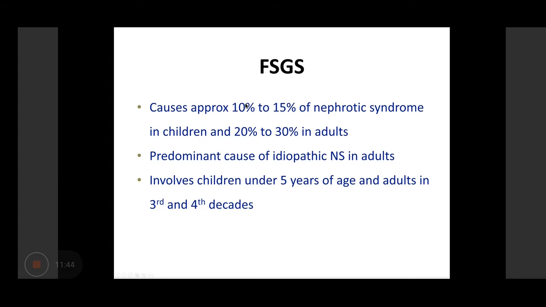This focal and segmental glomerulosclerosis, or FSGS as it is more commonly called, leads to development of nephrotic syndrome in about 10 to 15% of cases of nephrotic syndrome in children, and is the cause of nephrotic syndrome in 20 to 30% in adults. FSGS is the predominant cause of idiopathic nephrotic syndrome in adults. In children, when it occurs, it usually involves them when they are less than 5 years of age. In adults, the most common age of presentation is the 3rd and 4th decades.